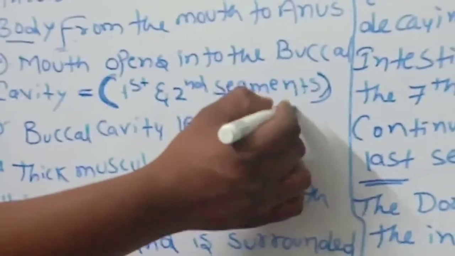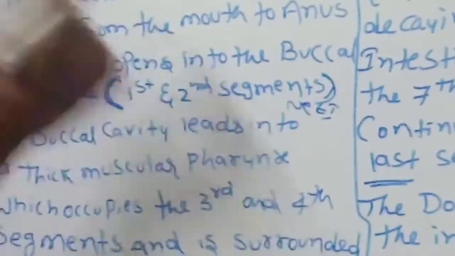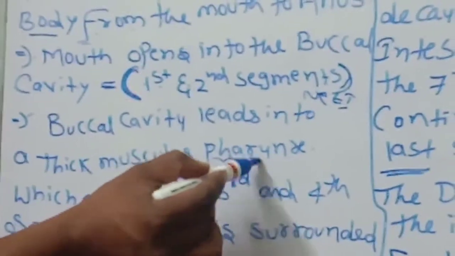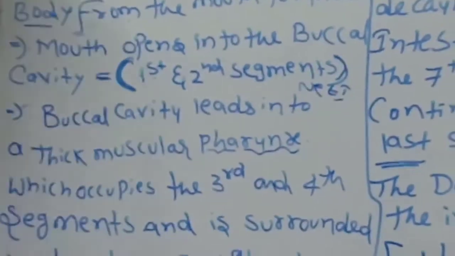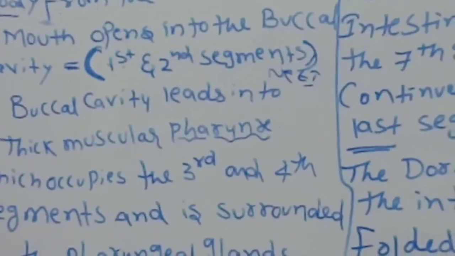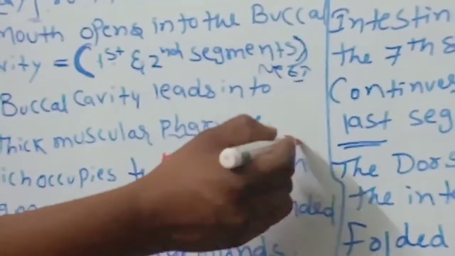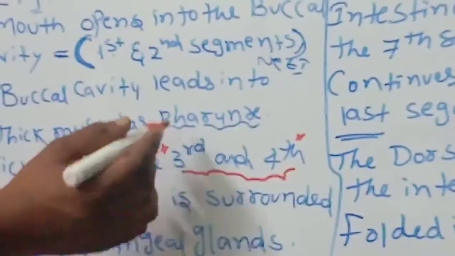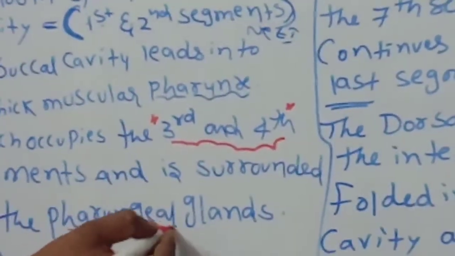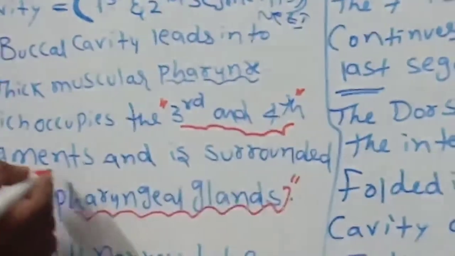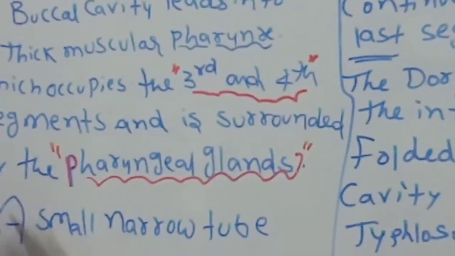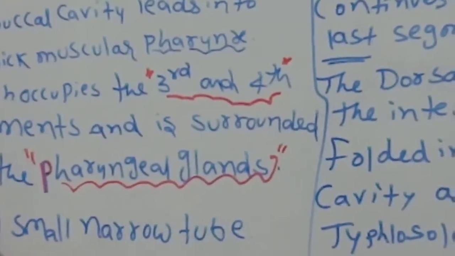Mouth, first and second segments. The buccal cavity leads into a thick muscular pharynx. Which segments does the pharynx occupy? Third and fourth segments. And the pharynx is surrounded by the pharyngeal glands.